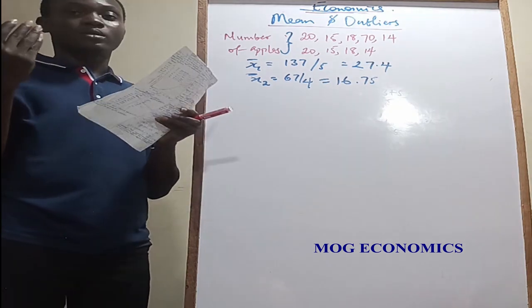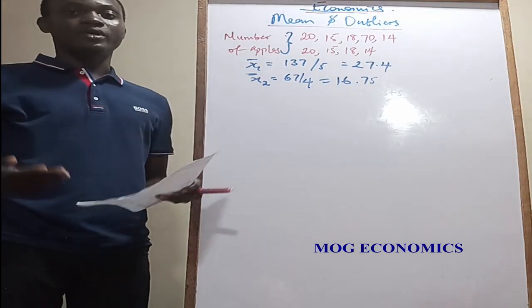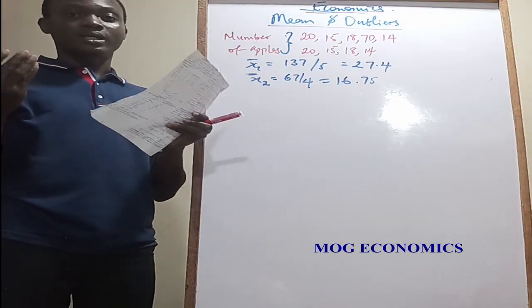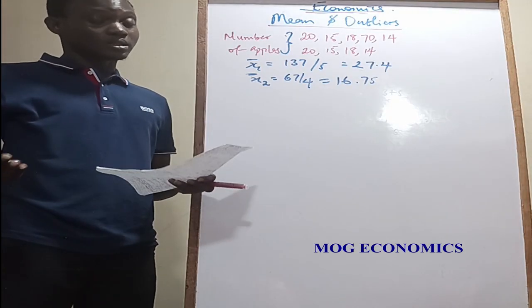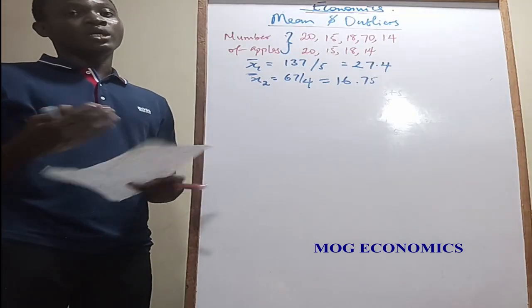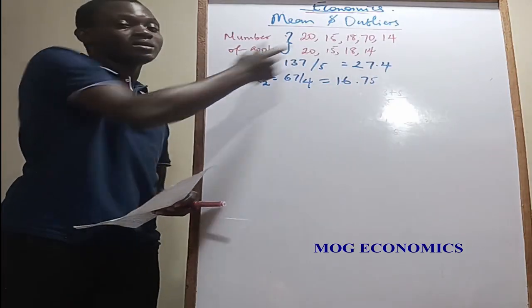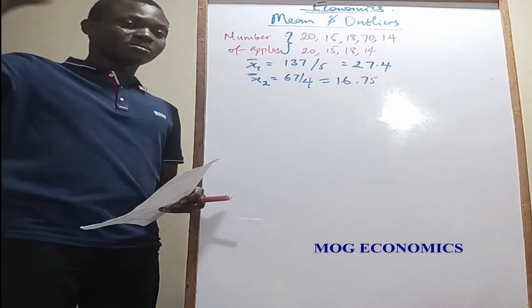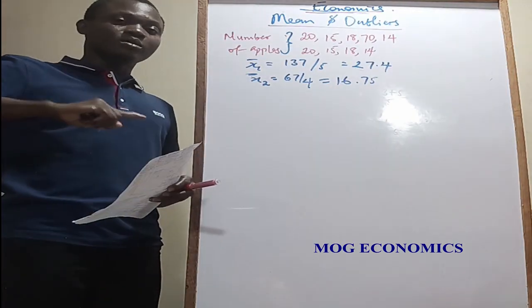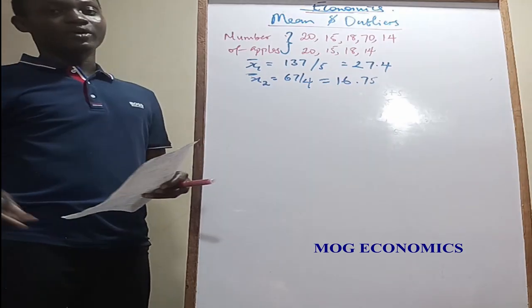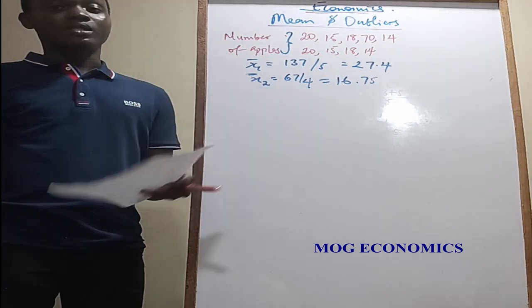So the bottom line is that outliers affect the mean. It's a disadvantage of the mean, that the mean is easily influenced by outliers, by extreme values. This is an extreme value in this case. Extreme can be very high, extreme can be very low. As long as it is not representative of the other values in the data set, then it's an extreme value.